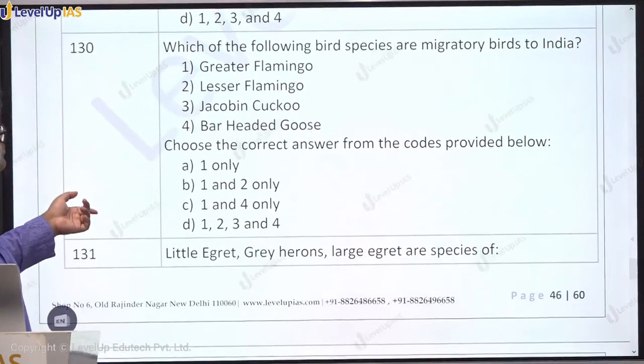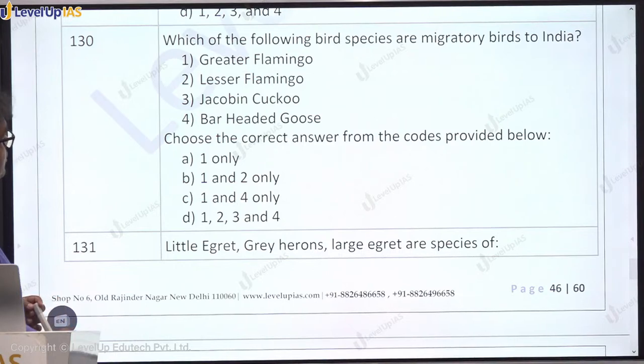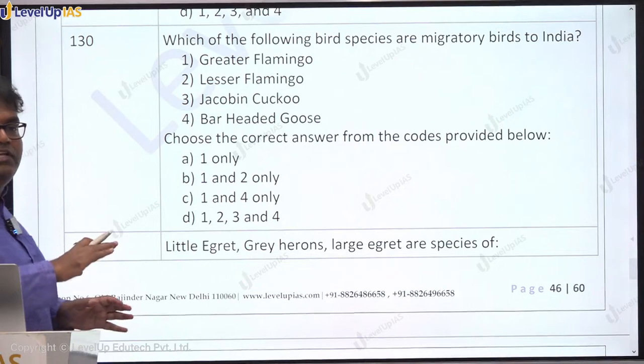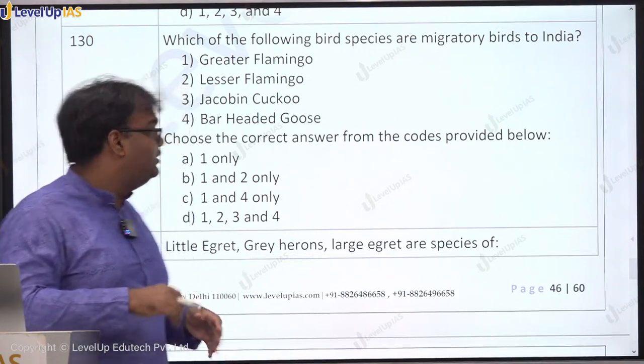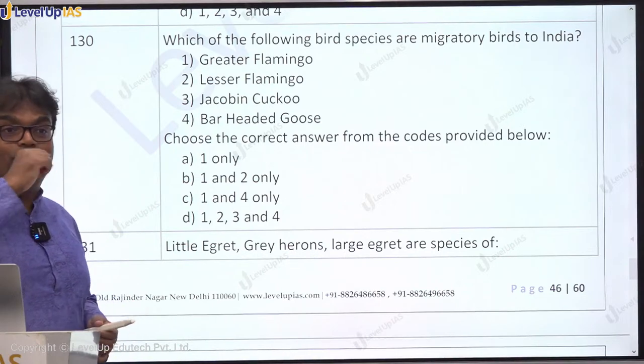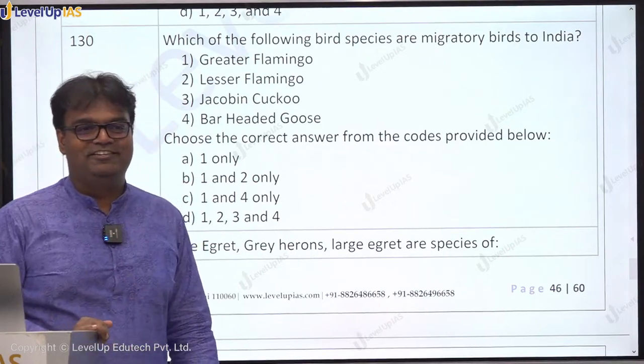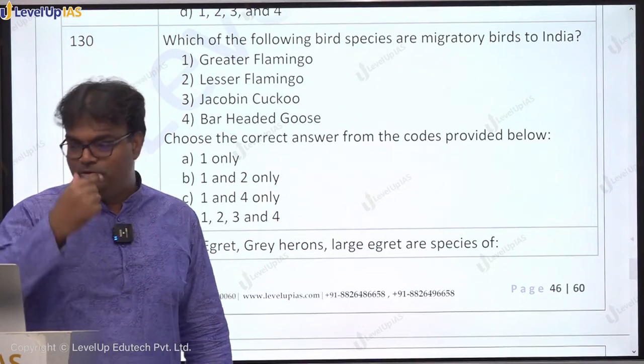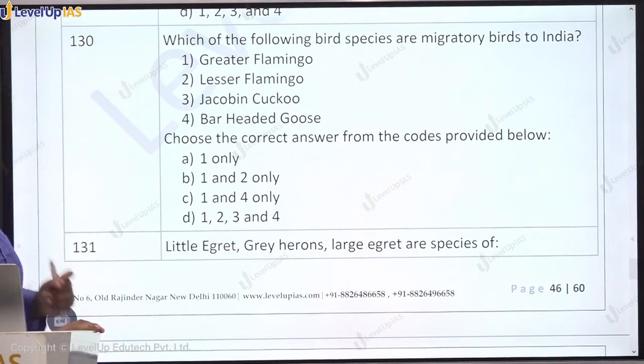130, B. Who said A? Which one doesn't belong? Greater Flamingo, Lesser Flamingo, these are all migratory anyway. Jacobin Cuckoo, we had spoken about it: monsoon, one of the very few summer migrants to India, coming from Africa. But it's a partial migrant. Some of them also live in the Western Ghats. Then the Bar-headed Goose flies over the Himalayas, and they are being studied for how they are able to get enough oxygen, how they are able to breathe so effectively. So all are migratory.